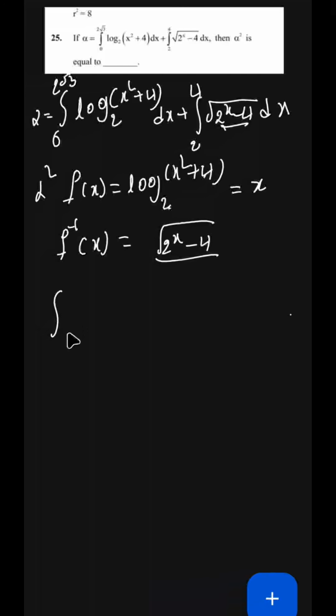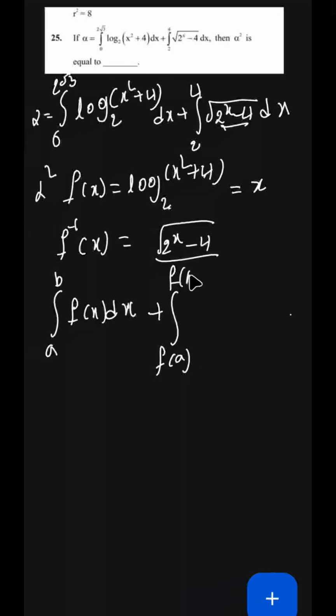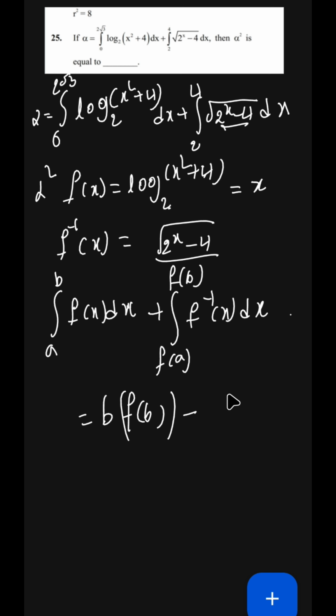So the integral from a to b of f of x dx plus the integral from f of a to f of b of f inverse of x dx is equal to b into f of b minus a into f of a. It is the formula.